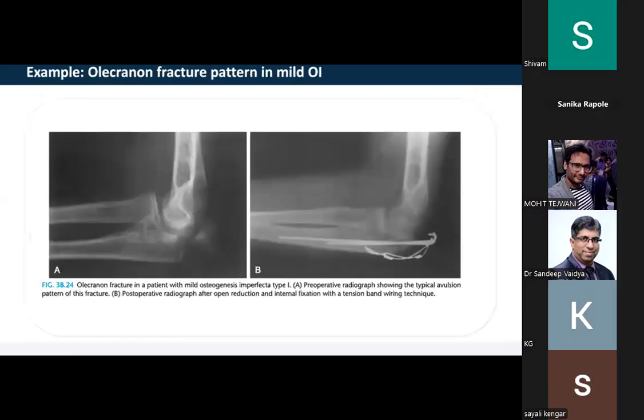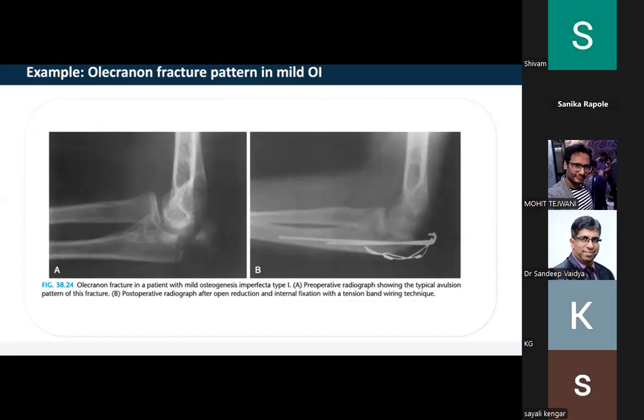So this is one type of classic fracture pattern that I've spoken about already. This is the traction apophyseal avulsion of the olecranon. This is typically seen in type 1 OI. Here management is simple: we do a tension band wiring, which is going to restore the function well, handle the bone quality gently, and doesn't cause any fragmentation also.